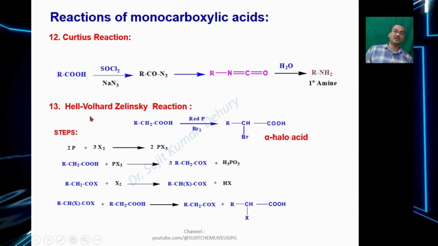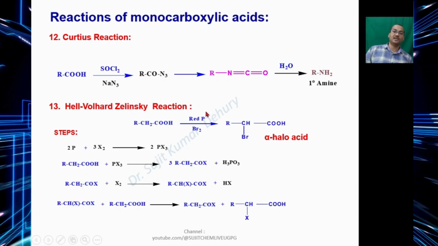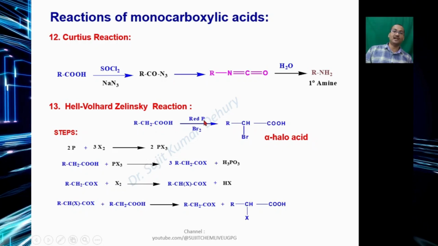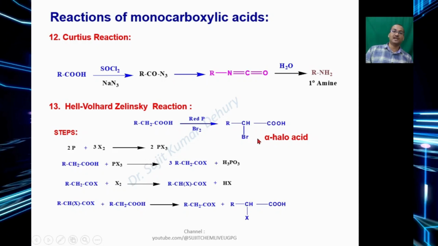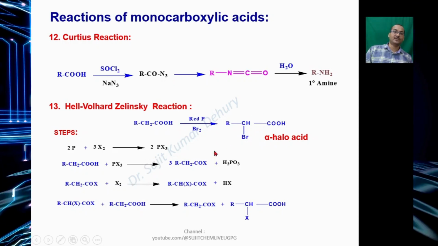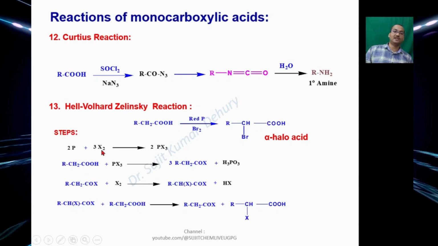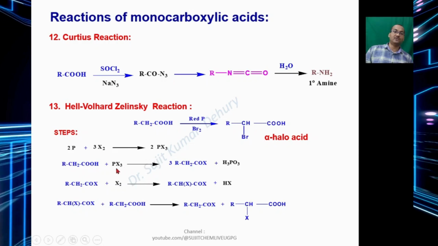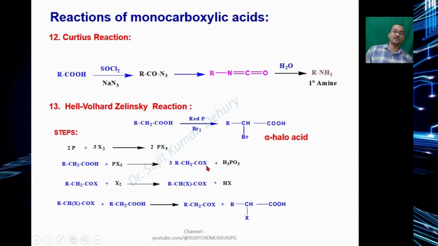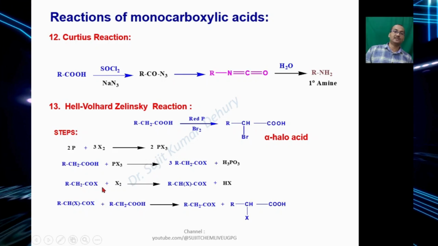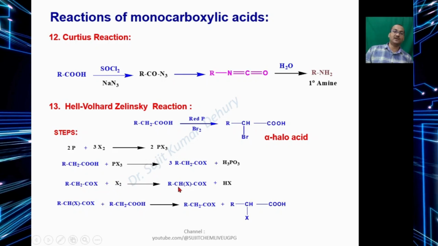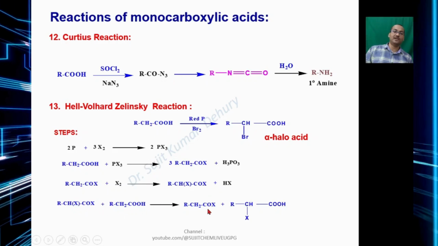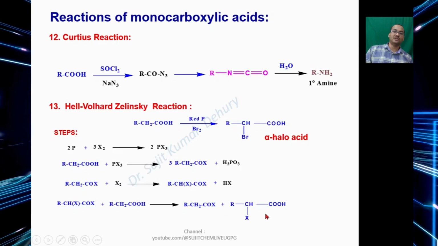Similarly, carboxylic acid can undergo the Hell-Volhard-Zelinsky reaction, giving rise to alpha halo acid. So a carboxylic acid which has an alpha carbon can react with red phosphorus and bromine, giving rise to alpha halo acids. Phosphorus and halogen react to form PX3, the trihalide. Then RCH2COOH reacts with PX3, giving rise to RCH2COX. Then RCH2COX reacts with the halogen molecule, giving rise to RCHX-COX, and it reacts with another molecule of acid, giving rise to RCH2COX plus alpha halo acid.